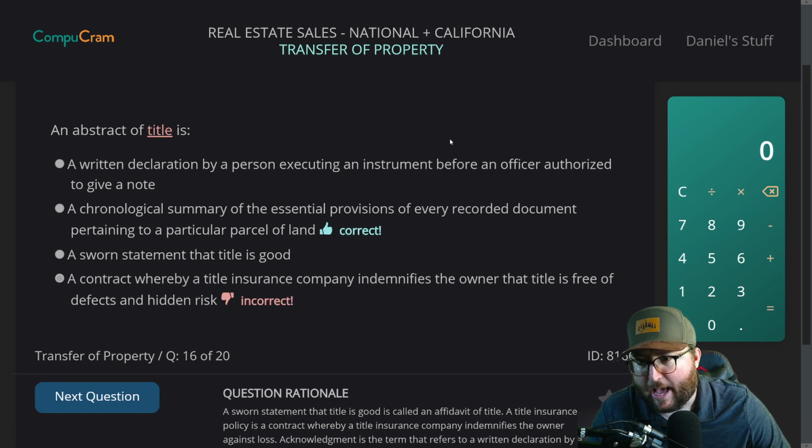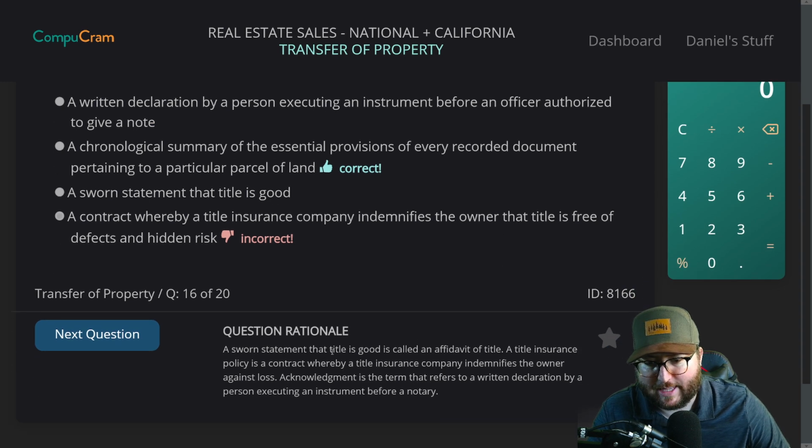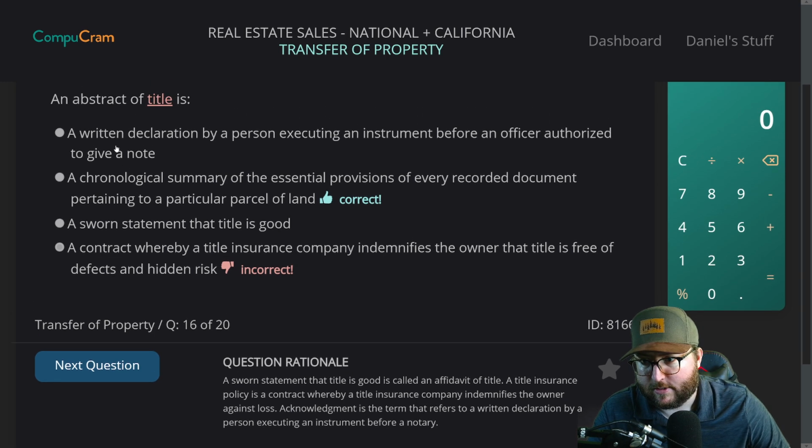Okay. The abstract of title is the chronological summary of the essential provisions of every recorded document pertaining to a particular parcel of land. A sworn statement that title is good is called an affidavit. So that one, C, was an affidavit. A title insurance policy is a contract whereby title indemnifies the owner. That's the insurance policy. D, acknowledgement is the term that refers to a written declaration by a person executing. A would be acknowledgement. So B, an abstract of title is the chronological summary of the essential provisions of every recorded document pertaining to a particular parcel of land.